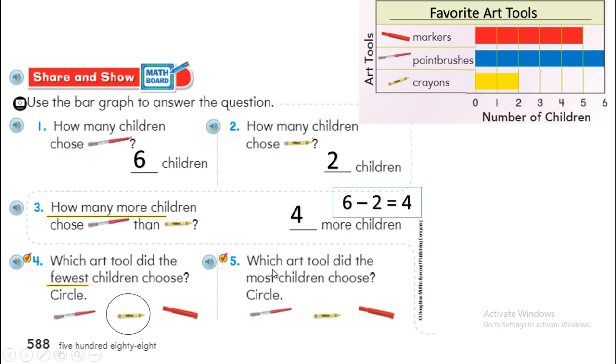Question 5. Which art tool did the most children choose? Most. Now go again to the bar graph. Compare the length. Which one is the taller bar? The blue one with the paintbrushes. Excellent. So the paintbrushes is the tool that most children choose.